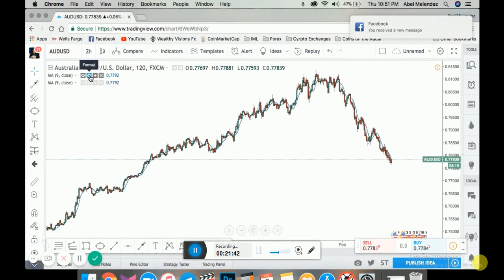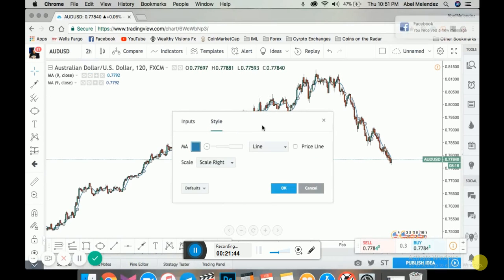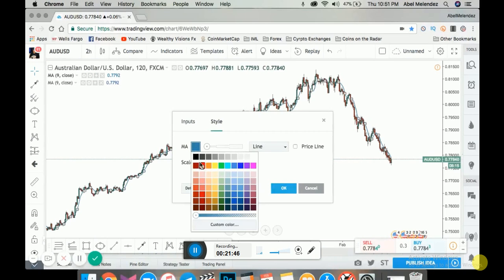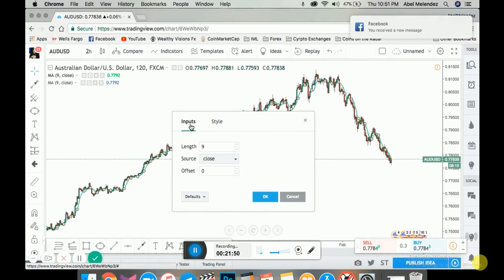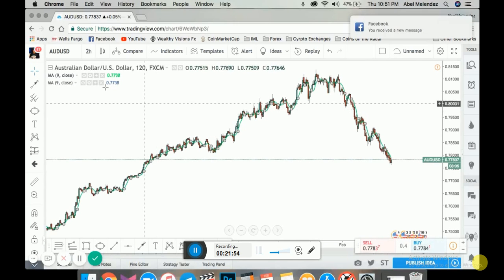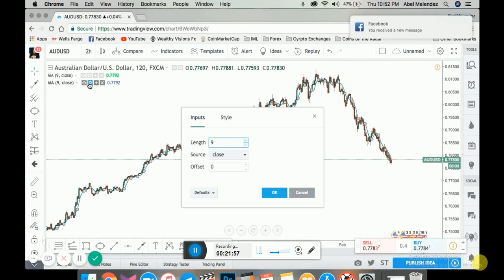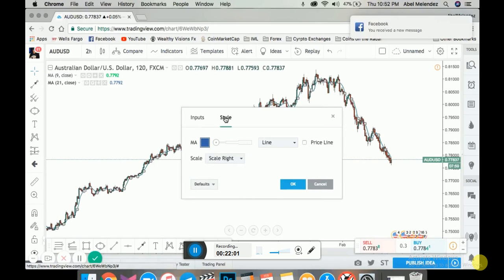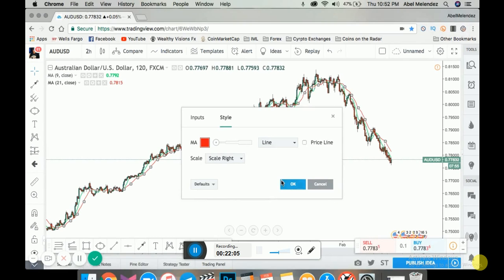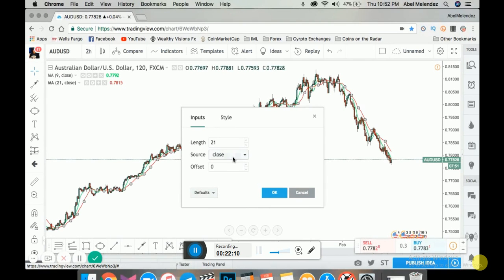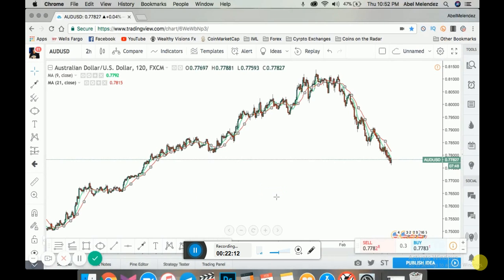You click on this format button, and I'm going to make this one green. Under inputs, I'm going to keep this one as 9. Then the second one right here, I'm going to change to 21. These are the ones that I use personally. And this one is going to be red.